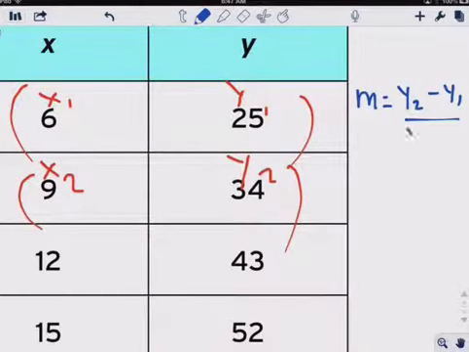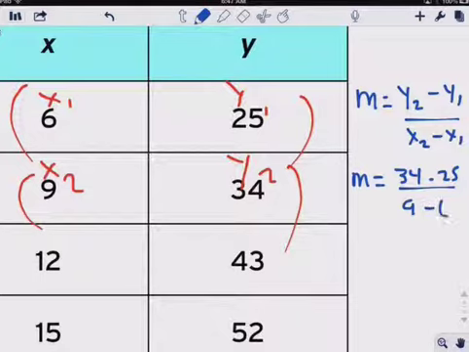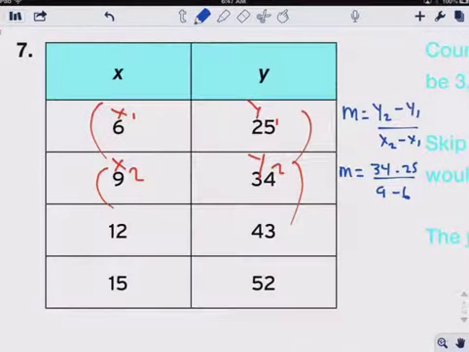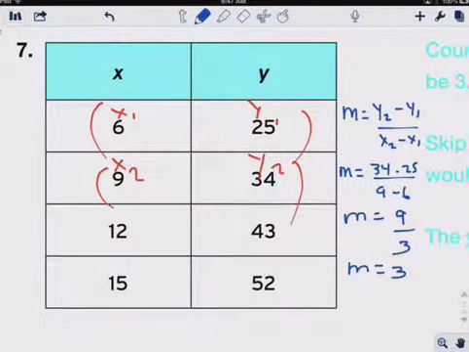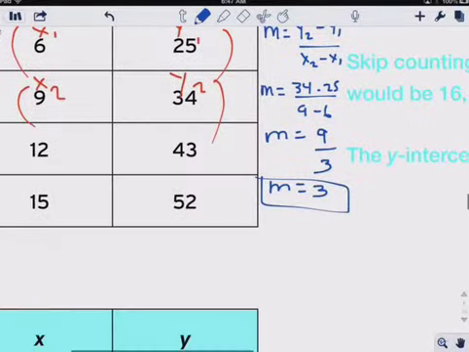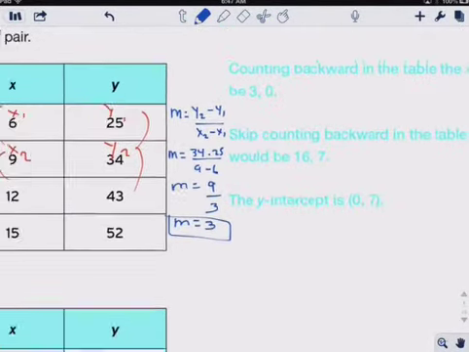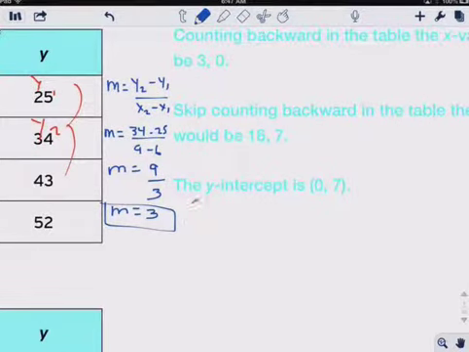Minus y1 over x2 minus x1. M equals 34 minus 25 over 9 minus 6. So that is, my slope is 9 over 3, or just 3 over 1. That's my slope. Okay. I'm going to use 6 and 25 as my ordered pair, as x1, y1.